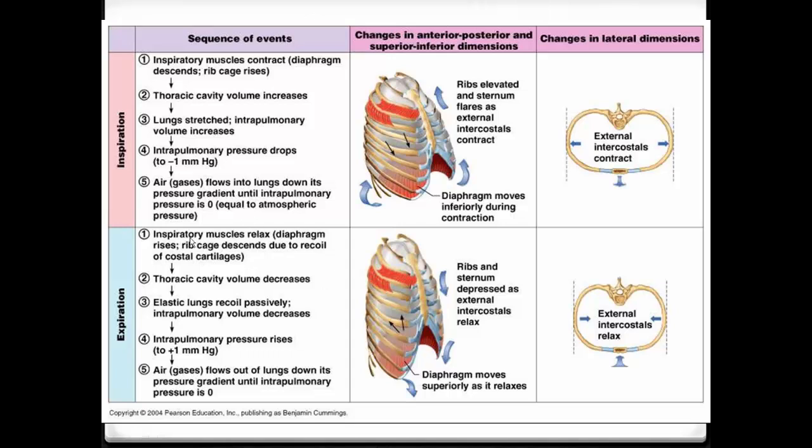Expiration is when the inspiratory muscles relax, that is the diaphragm, and those external intercostals can relax. Thereby the thoracic cavity decreases in size. The intrapulmonary volume then is going to decrease, or inside the lungs the volume decreases. That makes the pressure bigger than the pressure outside, so air is going to flow out of the lungs until the two pressures, again between inside the lungs and out here in the air, equalize.